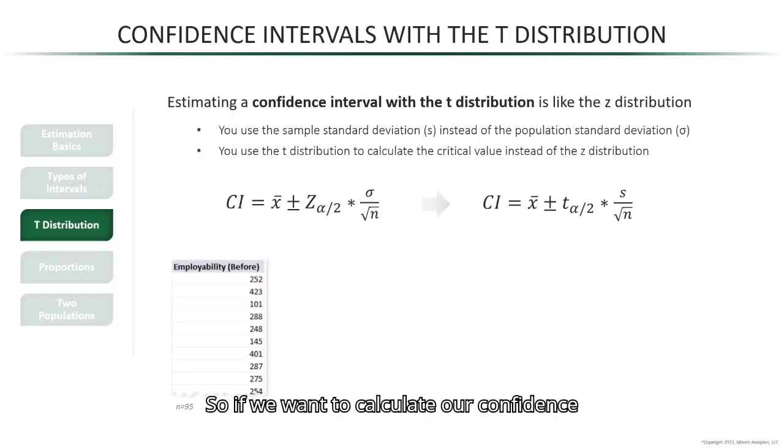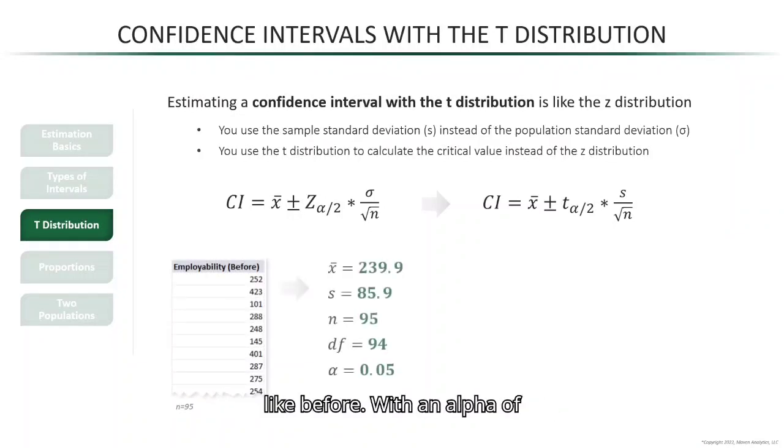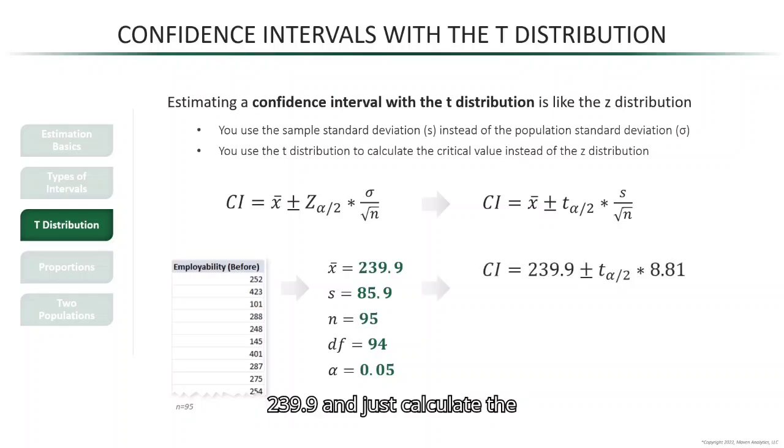So if we want to calculate our confidence interval for our employability scores like before, with an alpha of 0.05, now we have all the data that we need just from our sample. We don't have to pretend like we know the population standard deviation. So we can plug in the point estimate of 239.9 and just calculate the standard error by dividing the sample standard deviation, which is s, by the square root of the sample size, which is n, and all that's left now is the critical value.